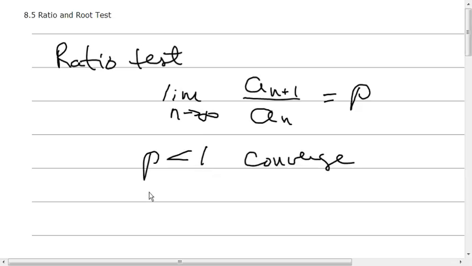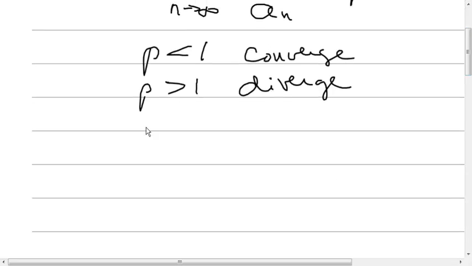If rho, on the other hand, is greater than 1, we get divergence. And if rho is equal to 1, we don't really know what is going on. It's inconclusive. In fact, there are some interesting cases where that may be true, and we couldn't tell what was going on. However, let's do an example really quickly.